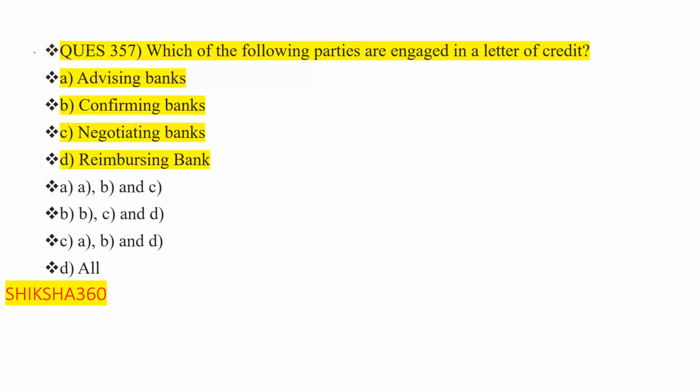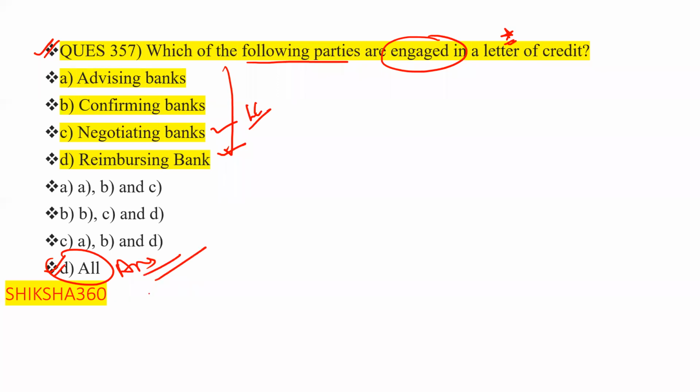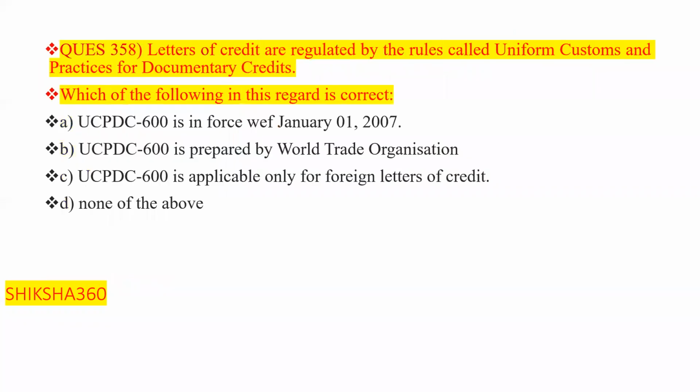Now move to question number 357. Which of the following parties are engaged in a letter of credit? First one is the advising bank, second one is the confirming bank, third one is the negotiating bank, fourth one is the reimbursing bank. So all these are engaged in the letter of credit. So option number D, that is all, is the correct answer here.